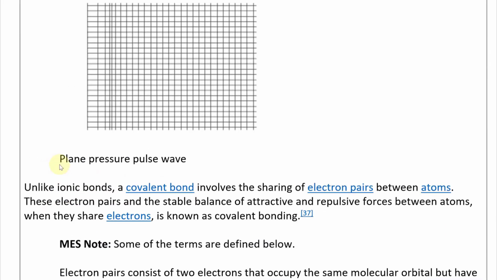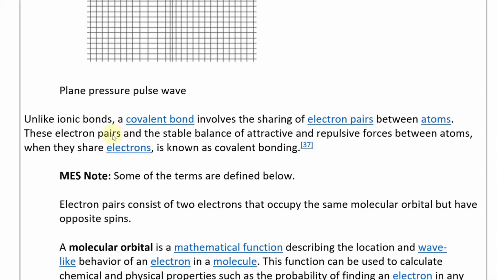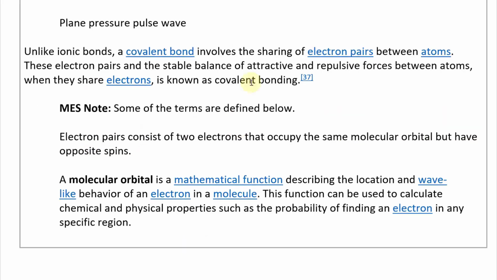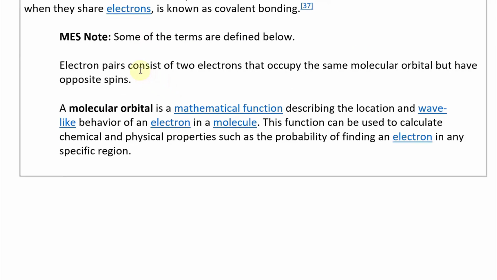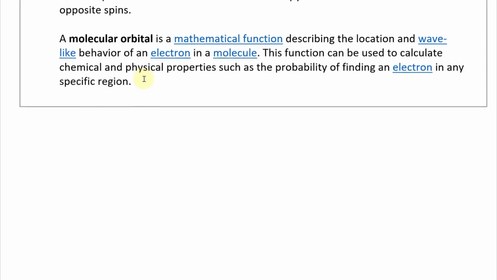Alright, so now let's continue further. So, unlike ionic bonds, a covalent bond involves the sharing of electron pairs between atoms. These electron pairs in the stable balance of attractive and repulsive forces between atoms when they share electrons is known as covalent bonding. So, note, some of the terms are defined below. Electron pairs consist of two electrons that occupy the same molecular orbital but have opposite spins. And yeah, let's go into what this is.